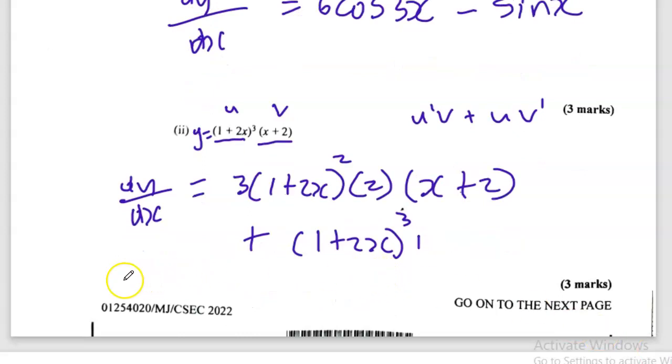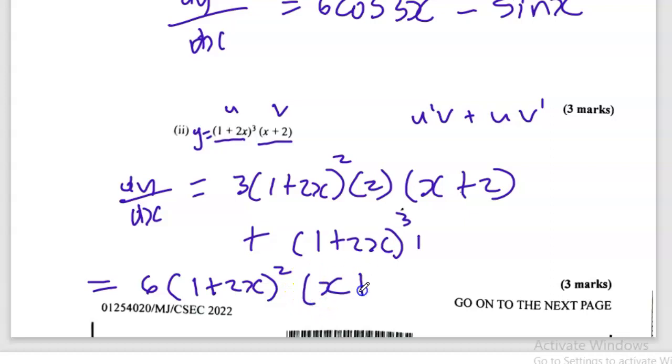So I guess we can write this, let's see, the 2 times the 3 gives us 6. So we can write this as 6 outside, and we have 1 plus 2x all square, and we still have x plus 2. So all we did here was multiply the 2 by the 3. And then plus, we have 1 plus 2x all cubed. I'm sure we can leave it like that, or maybe you could factor 1 plus 2x. 1 plus 2x is a common factor there, but I don't see how that will make it any simpler.